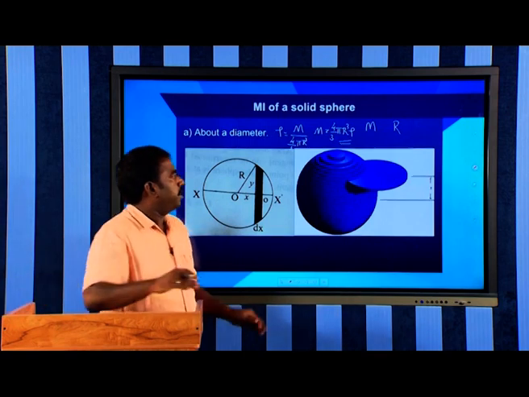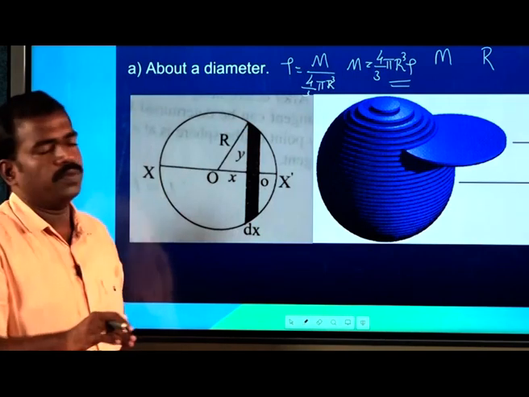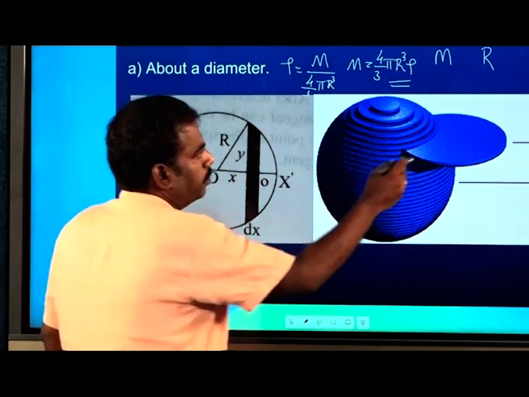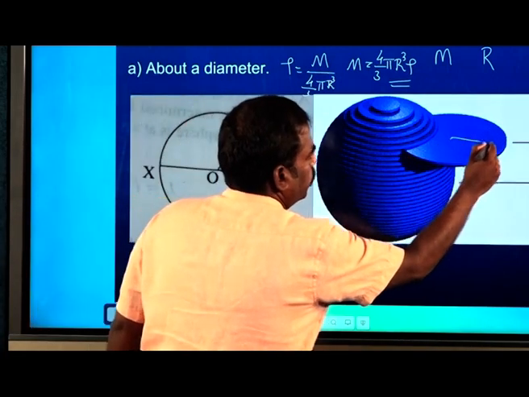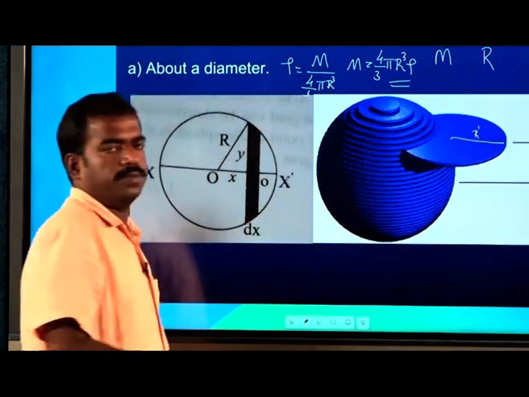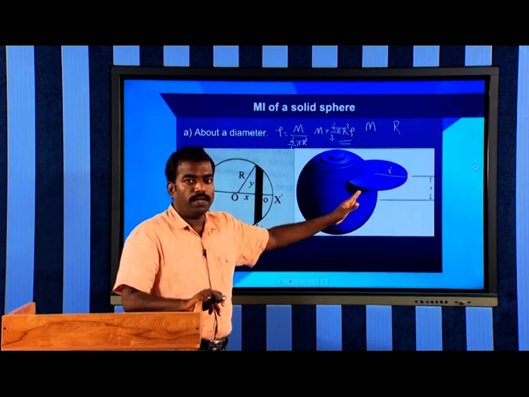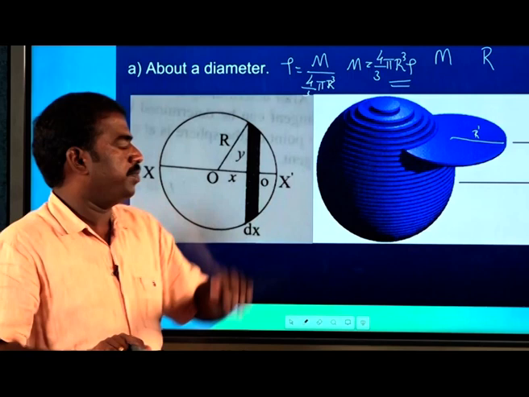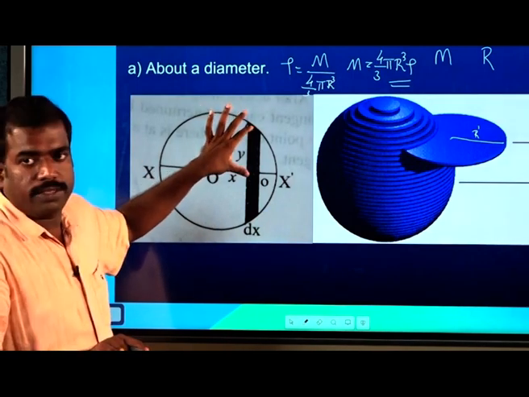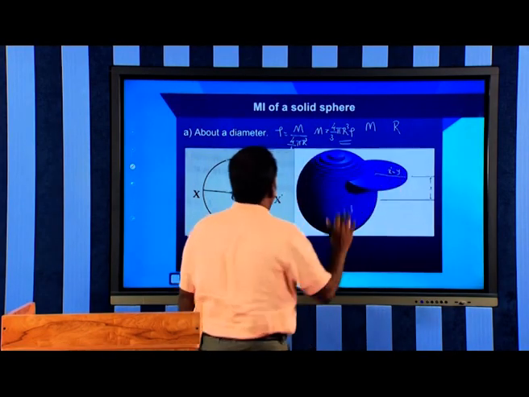Here you just imagine this slice, this is that slice. The radius of that disc is from this point to this point. This is the radius of this particular disc. It is not R, R is the radius of the sphere. This R dash is given by y here, which is the radius of that particular disc.